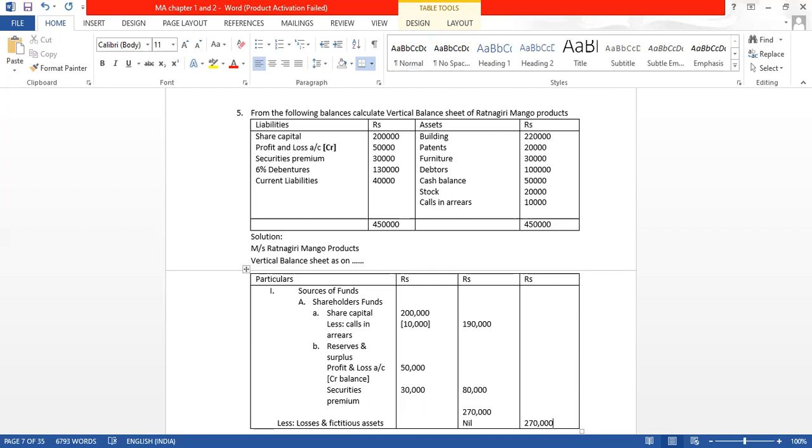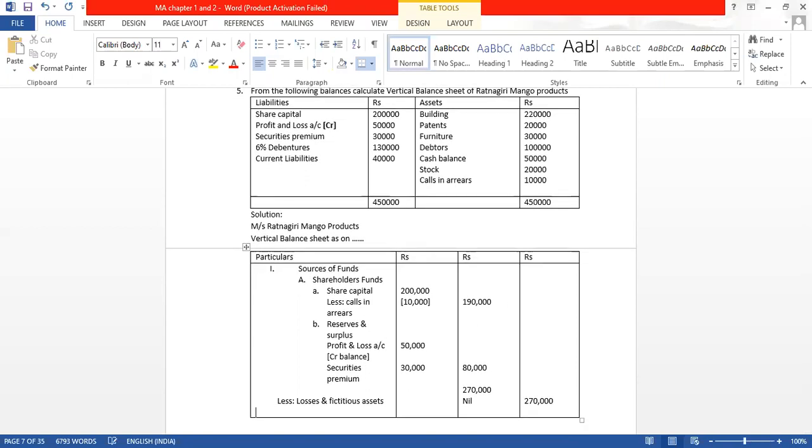In total, shareholders have a right on the capital invested by them and also on the profits of the business, that is reserves and surplus. If they have a right on the profit, they are also liable for the losses. So losses and fictitious assets also belong to the shareholders. This way, we get our shareholders fund, the first source of fund.